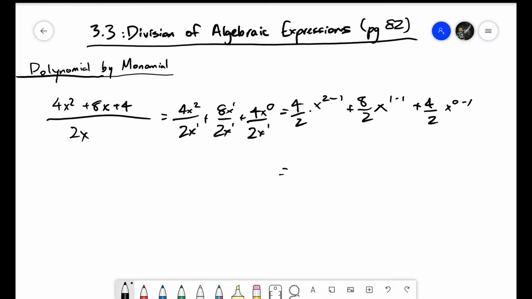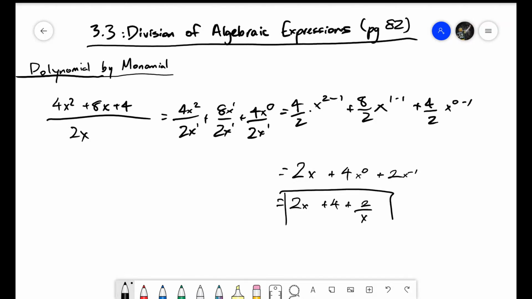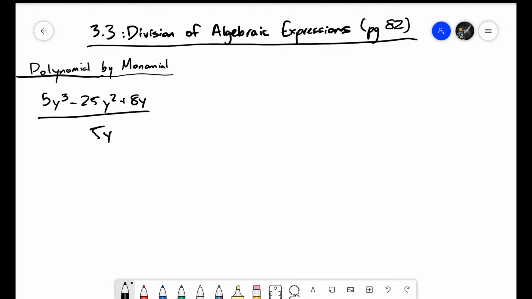So this is equal to 4 over 2 is 2, x to the 2 minus 1 is x, plus 8 over 2 is 4, and x to the 1 minus 1 is just equal to x to the 0, which is 1. And then 4 over 2 is equal to 2, and x to the 0 minus 1 is equal to x to the negative 1. So this can be simplified to 2x plus 4 times x to the 0 again is 1, so 4 times 1 is 4. And then x to the negative 1 is equal to 1 over x. So 2 times 1 over x is equal to 2 over x. And that's the answer. Finally, we'll look at one more problem, which is example 3.7 in the book.